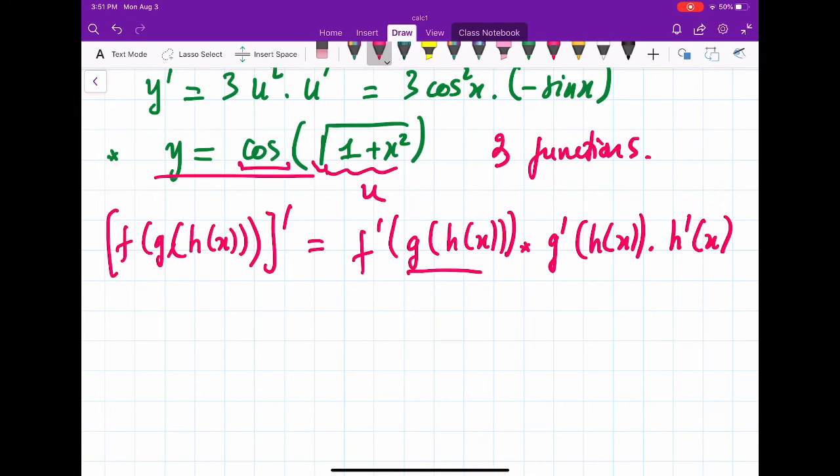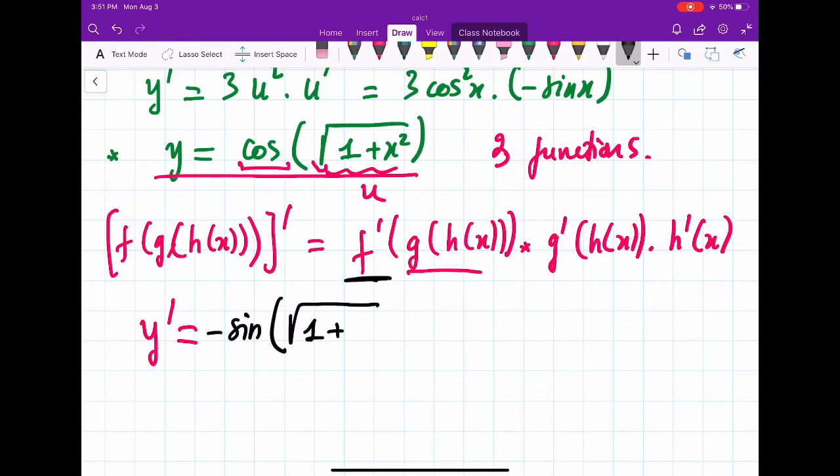So from this, I can find the derivative of y. That is, you see, look at this. The derivative of cosine is negative sine. So I write negative sine. And I copy everything, right? 1 plus x squared. I finish with this.